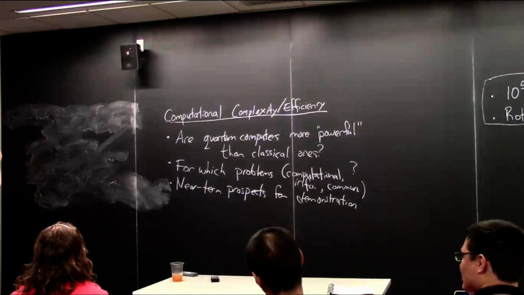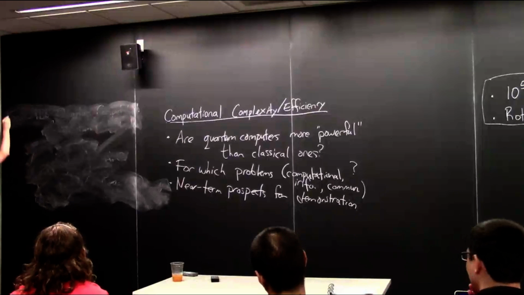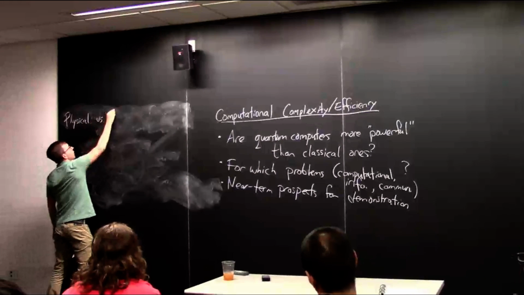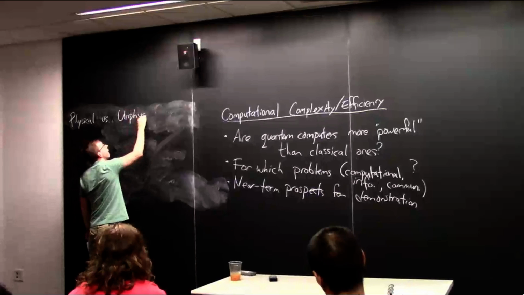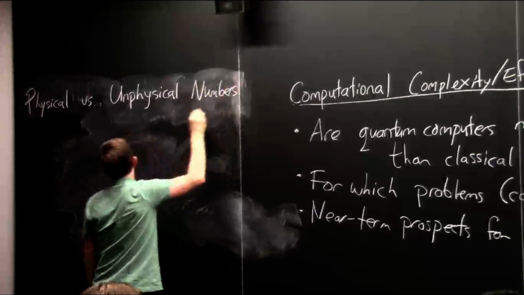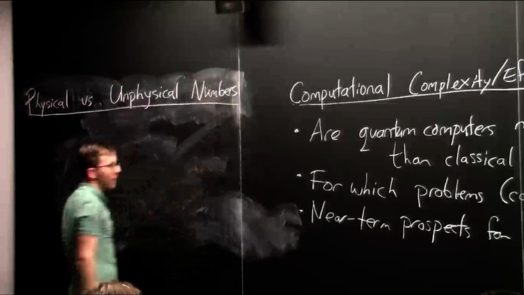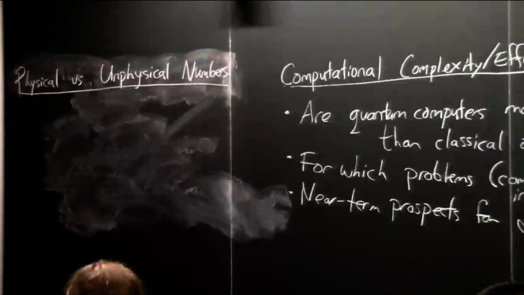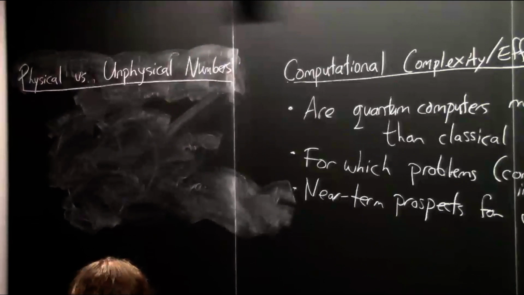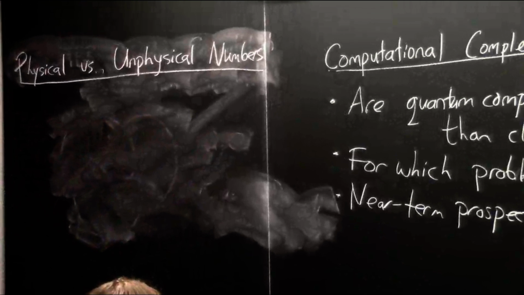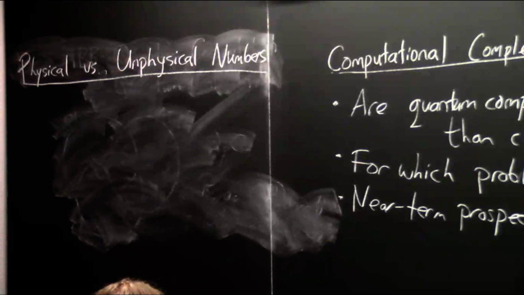So I want to talk for a little bit about a distinction between what I'll call physical versus unphysical numbers. Okay, so if you know a little bit about theoretical computer science, basically I'm going to be getting at big O notation and the distinction between polynomial and exponential, but I'll try to do it in a way that's less theoretical and more vivid, I suppose. So I say numbers. What is the point of a number? It's to count something, right? It's to count objects that exist in the physical world.